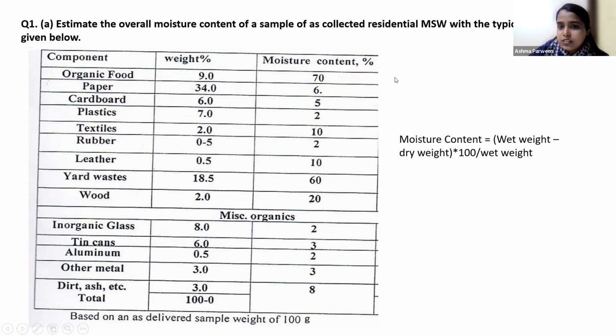Now, everyone got it? Similarly, for each component, we will find out the wet waste and the dry waste. We will sum the wet waste for each component, and similarly find the summation of dry weight for each component. After that, we will put the total wet weight and total dry weight in this formula, and we can find out the overall moisture content. Now, am I clear?